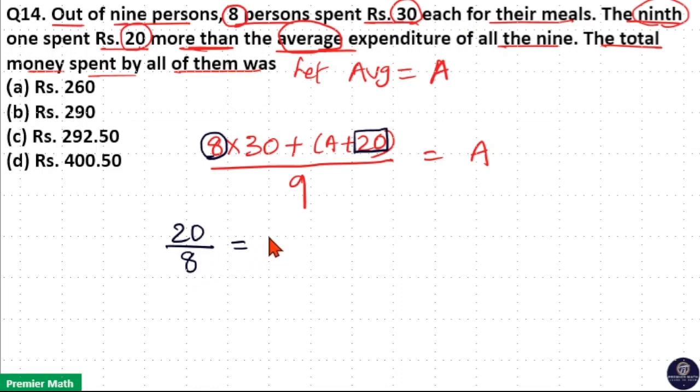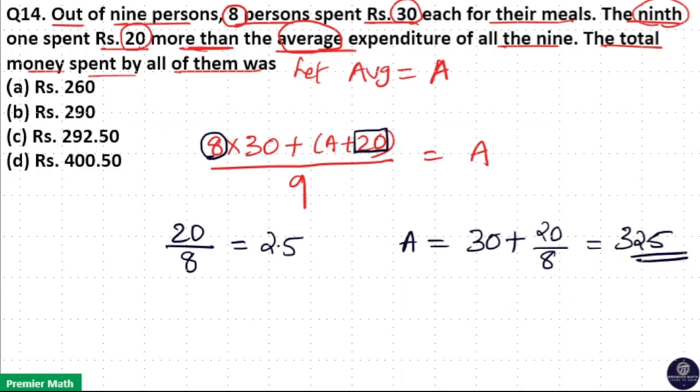20 by 8 is equal to 2.5. So if I distribute this 2.5 rupees to these 8 people, that will be equal to average. So average is equal to money spent by these 8 people, which is 30, plus extra money spent by the 9th person, 20, divided by 8. So 30 plus 20 by 8 is equal to 32.5. This is equal to average.